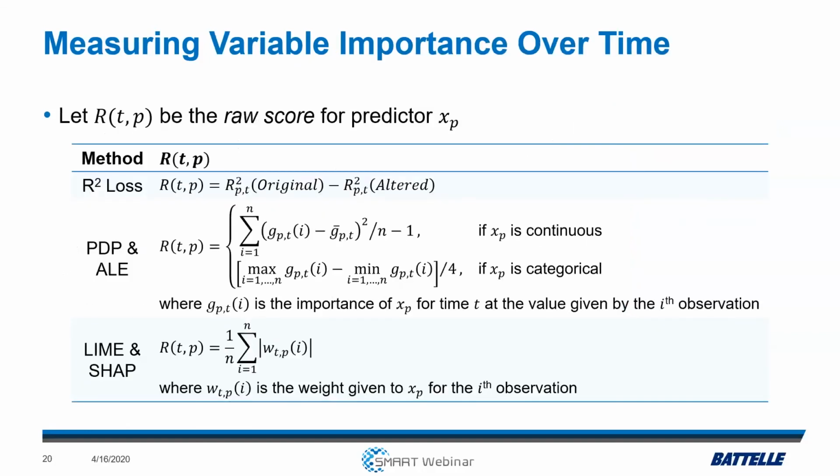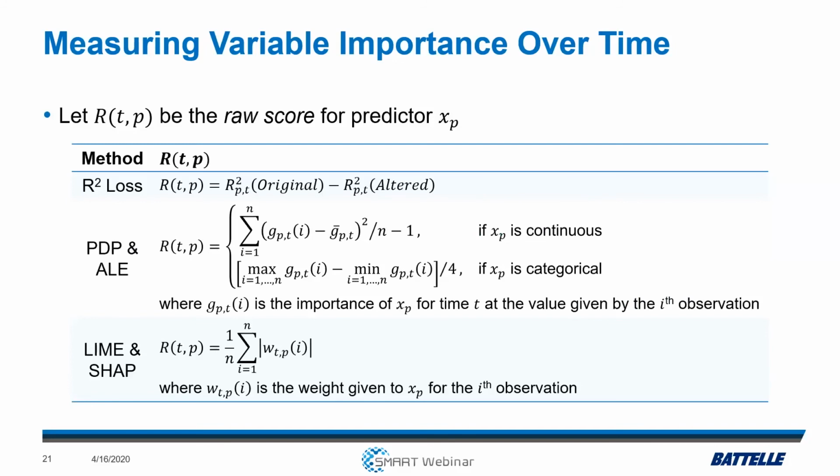And so the way we framed this problem is, first you're going to get, at each time point, this raw importance score, which is the output of the 6 methods that I was describing before. You've got your R-squared loss, where the raw score is just the difference in the full and the altered, or the original and the altered model. You've got the 2 partial dependence and accumulated local effects plots, where what I showed was this continuous case in the example I had before, which is just the sample standard deviation across the plot.